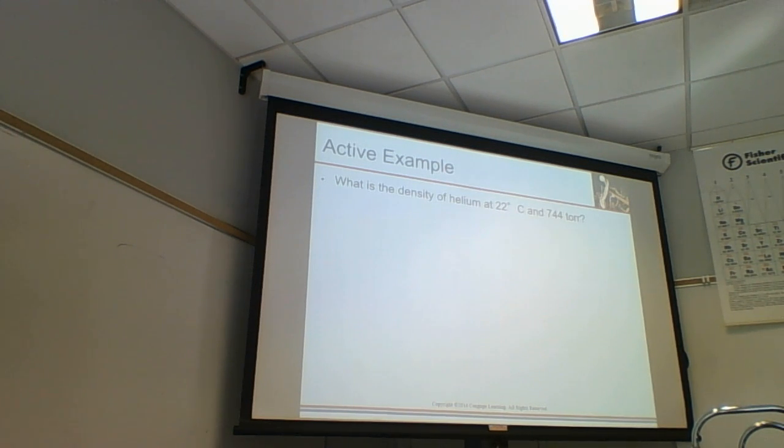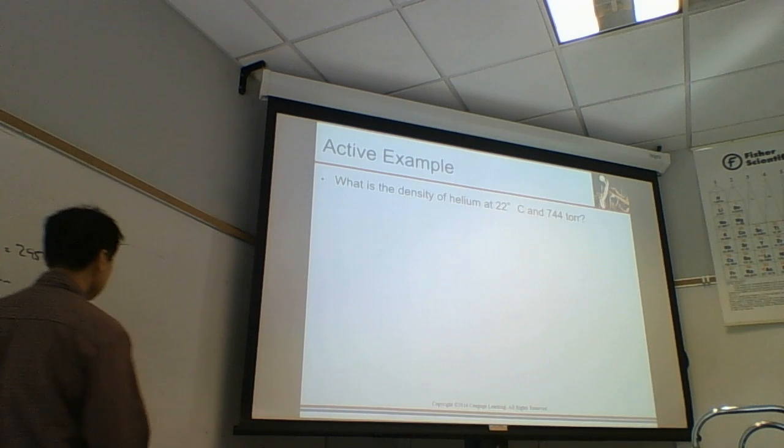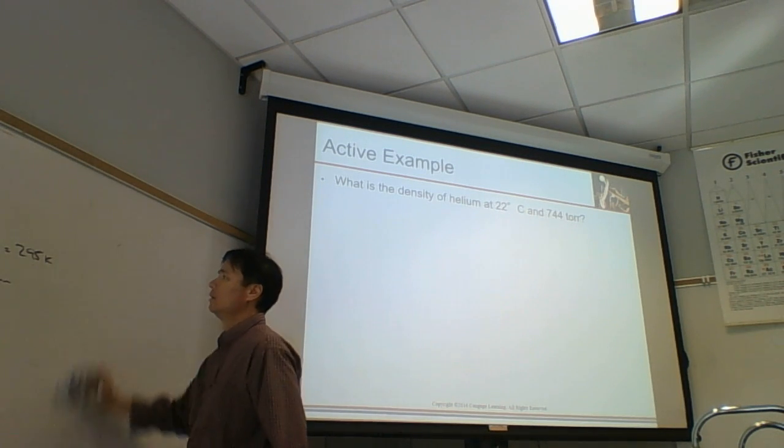So we got helium gas. It's going to be at 22 degrees C, that's going to be 295 Kelvin, and 744 torr. For temperatures, we always have to convert the temperatures into Kelvin, but pressures we might be able to leave as is, or we might have to convert.